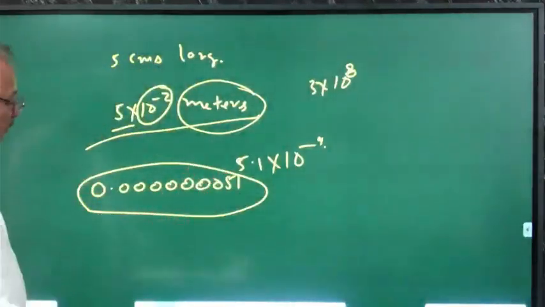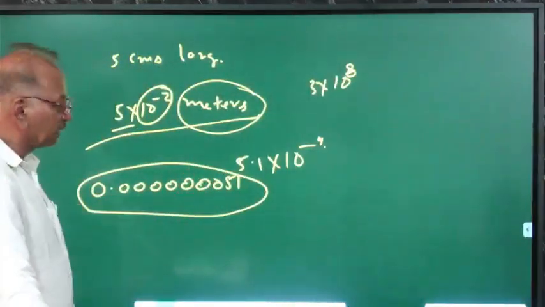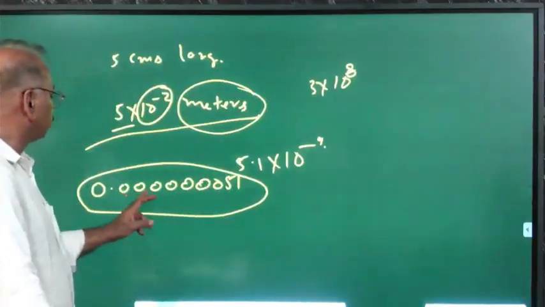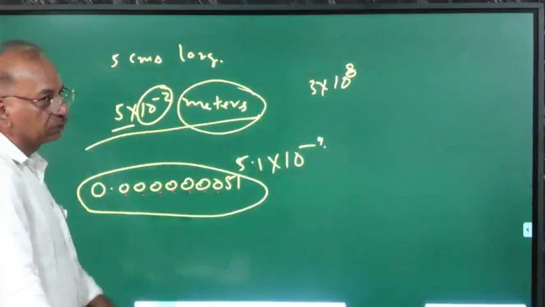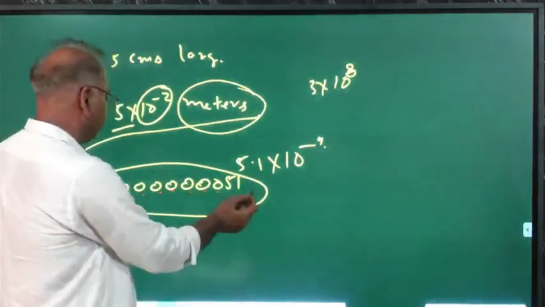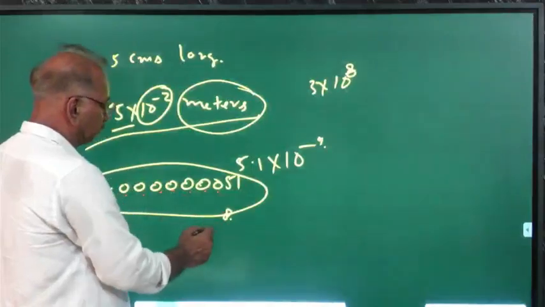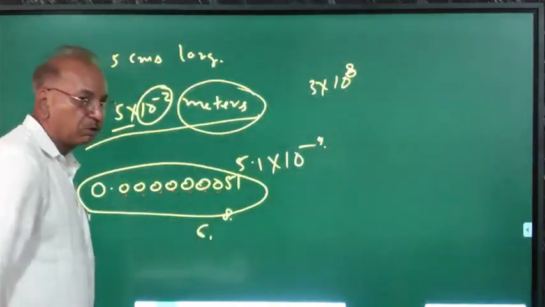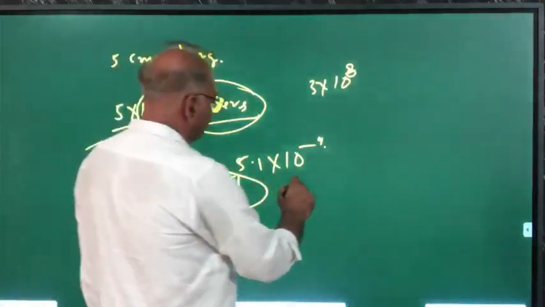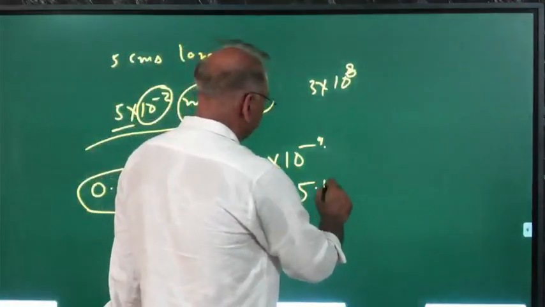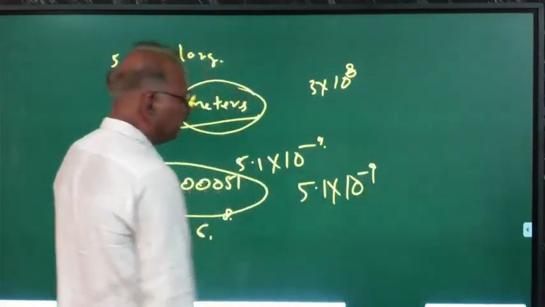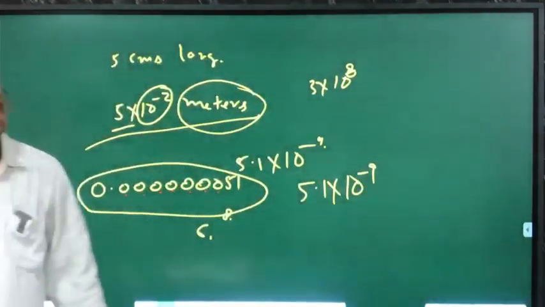It will be highly confusing. I am putting 1 2 3 4 5 6 7 zeros here, and somebody may by mistake read 8 zeros or 6 zeros, then the whole thing will be wrong. So it is better to write it like 5.1 into 10 to the power minus 9 or 8 or 7, or whatever you like. Clear?